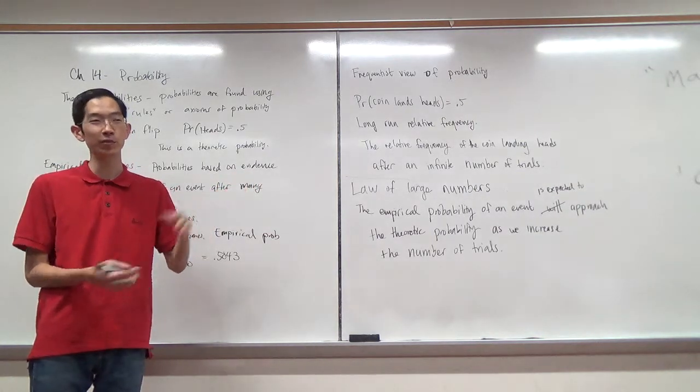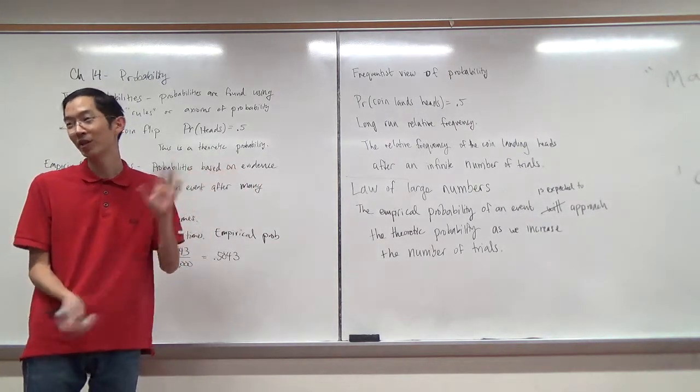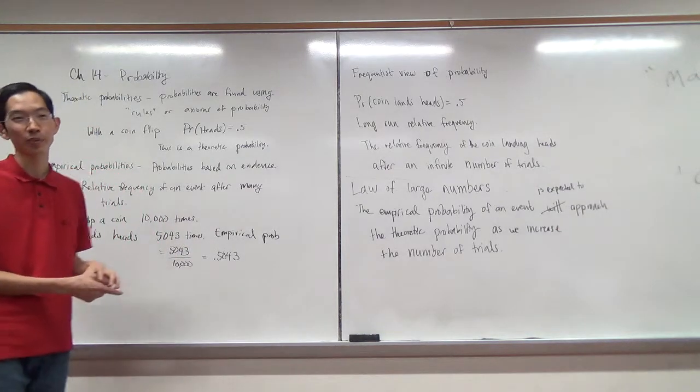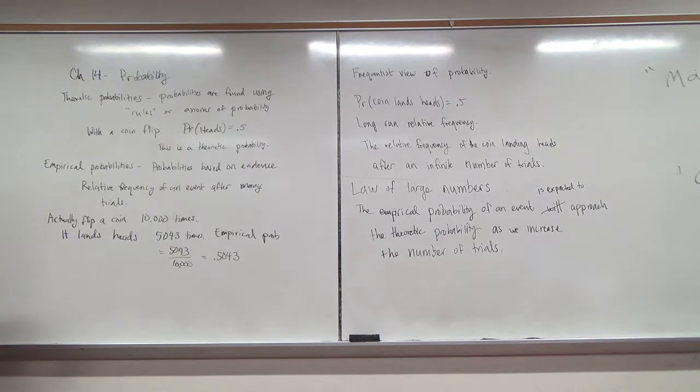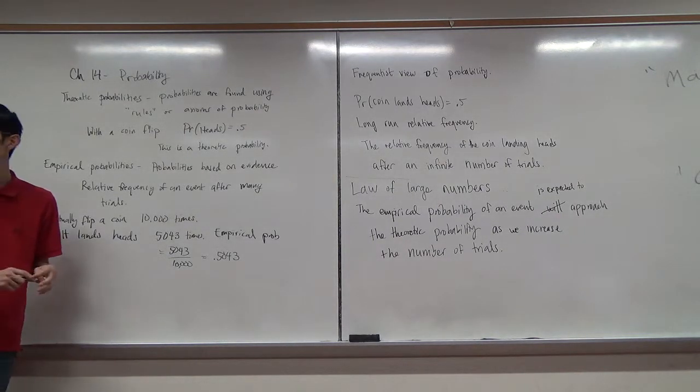Okay, so after 100 coin flips, we're expecting a little bit more variation in the empirical probabilities, but as we increase the number of trials, we expect the empirical probabilities to be even closer to the theoretic probabilities. Is that okay? All right.